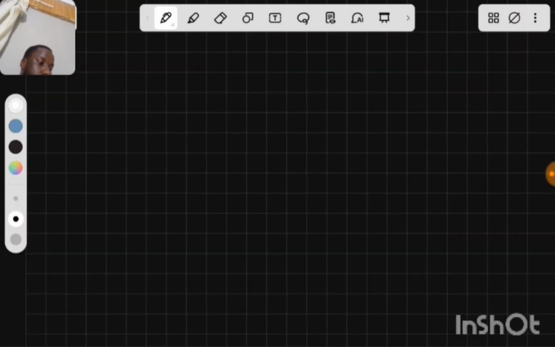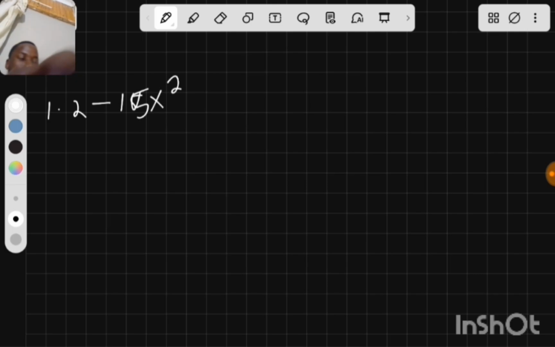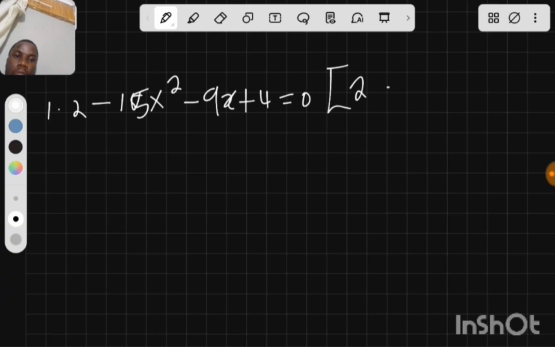Let's go to the next page. We have question number 1.2. They say solve for x. They give us minus 15x squared minus 9x plus 4 is equal to 0. And they say correct to 2 decimal places.